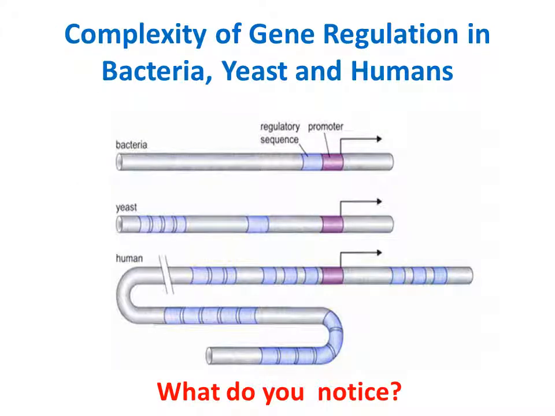If you compare bacteria to eukaryotes, such as a simple eukaryote like yeast or humans, you can see that the promoter region, shown here in purple, is just upstream of the gene. However, the regulatory sequences for bacteria are usually adjacent to the promoter. In yeast, you can see there's a lot more variability in terms of what's regulating the ability of RNA polymerase to bind to that promoter. And in humans, you can see that it's much, much more complex.